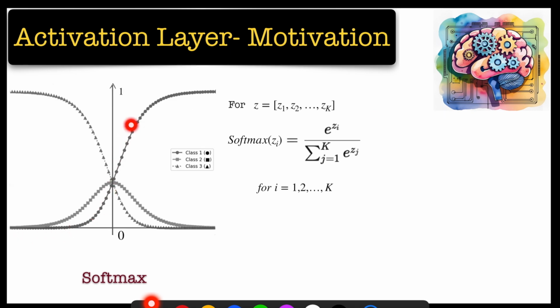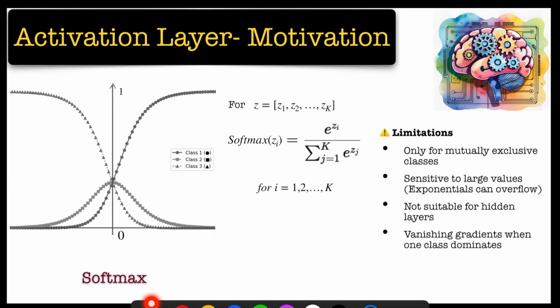Here we have one more example with 3 classes. This is for class 1, this is for class 2, let's say, and this is for class 3, right? Here also these are probabilities for 3 classes, but at any point, if you sum up the probabilities, you will get 1.